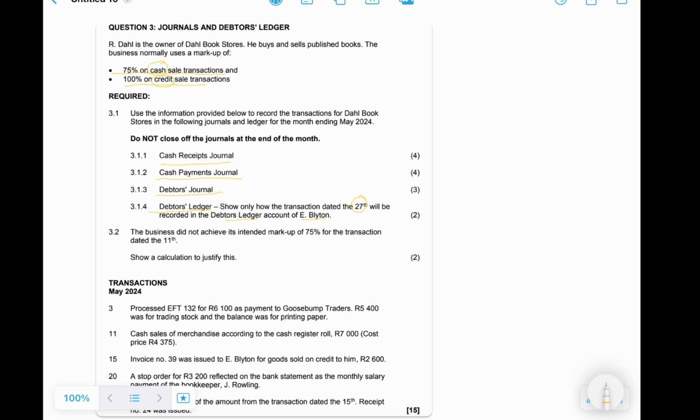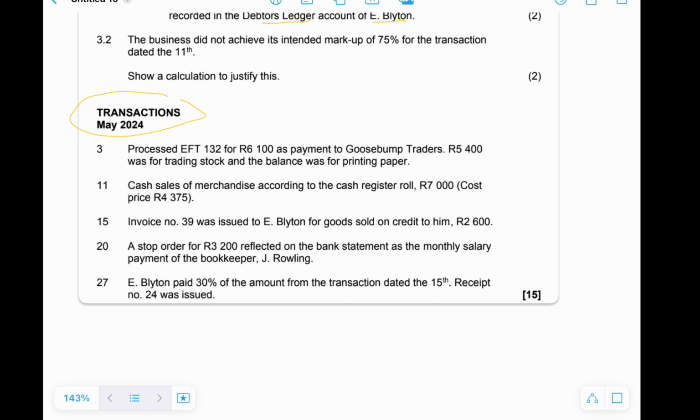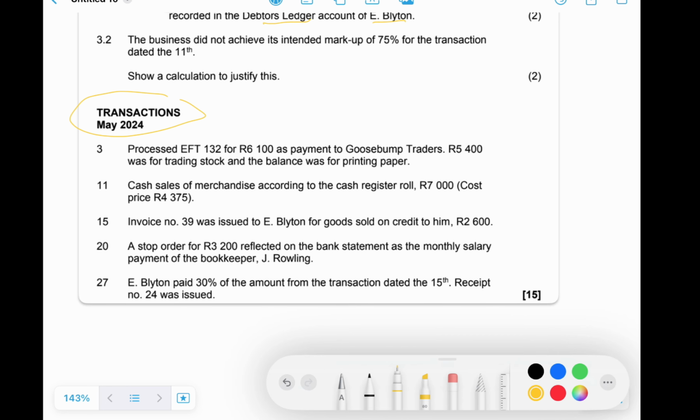account of E. Blyton. So with your transactions, the first one says on day 3, processed EFT 132 for 6,100 as payment to Goosebump traders. 5,400 was for trading stock and the balance was for printing paper. So as I always say, with a transaction, do not rush it. Understand every bit of it. So now let us try to unpack it.